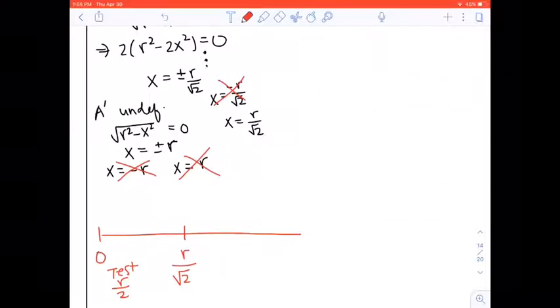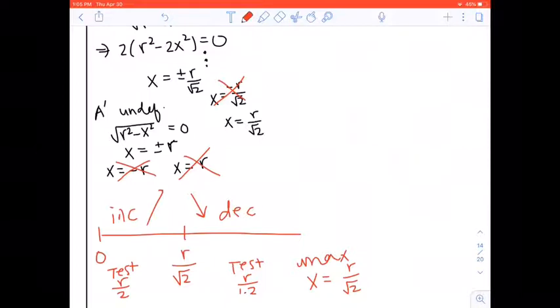And then for something larger, we can do r over something less than rad 2, so less than 1.4. You can substitute in, and I'll do what I did in my notes, which was 1.2. When you do, this is going to be a positive value, so that means it's increasing, and this is decreasing. So increasing, decreasing, therefore we have a max. So max when x is equal to r over the square root of 2.